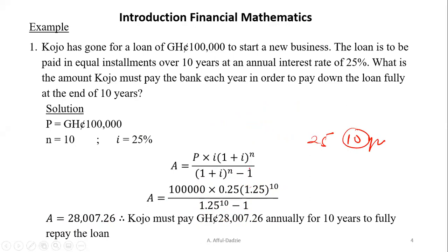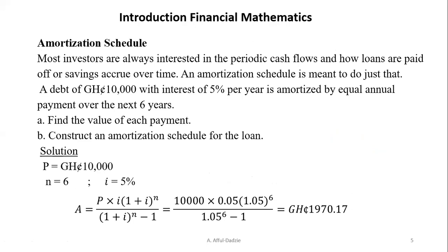All right. So now let's take an example and build an amortization schedule with it. So from this point going, I would want your rapt attention as well. You don't like anything distract you. Now, it says most investors are always interested in the periodic cash flows and how loans are paid off. All savings accrue over time. An amortization schedule is meant to do just that.